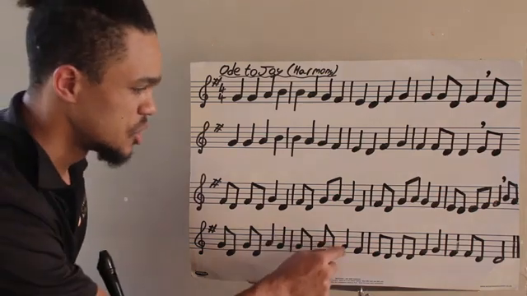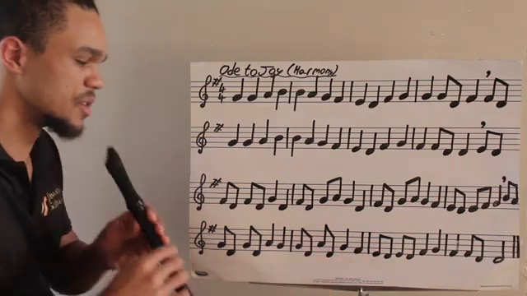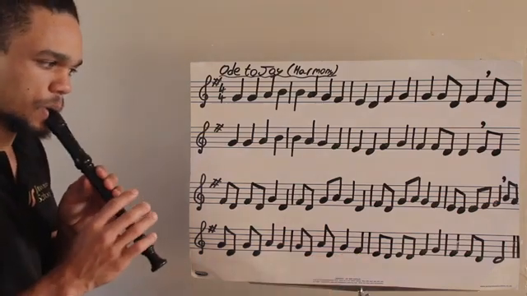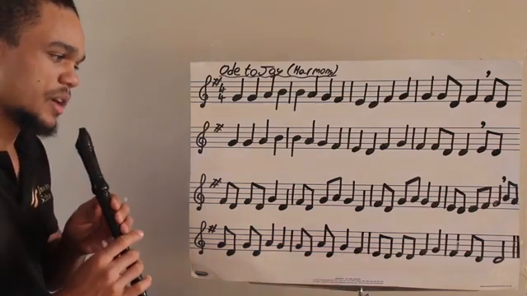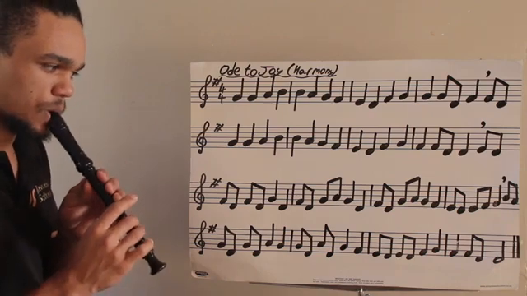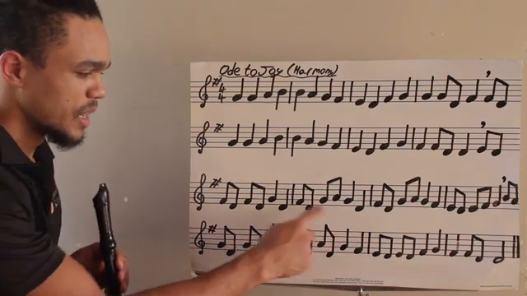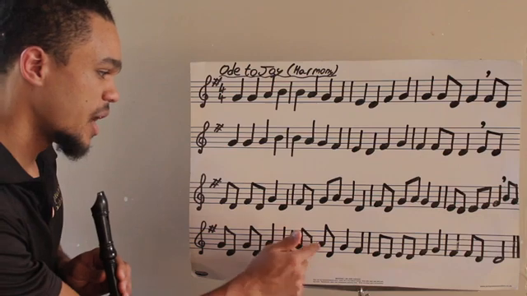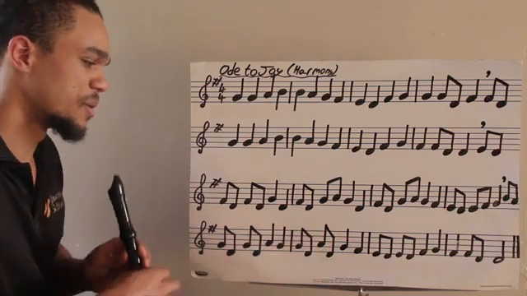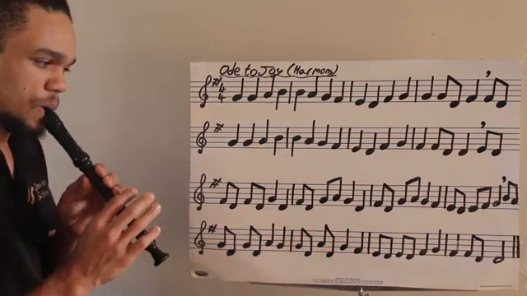And let's finish it off. G, F sharp, 3, go. G, F sharp. Let's put this whole bar together from the G, D, A, D, G, F sharp. 3, go.